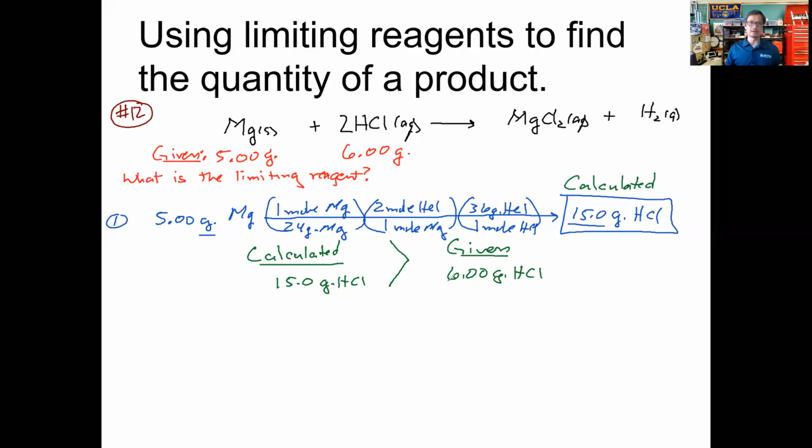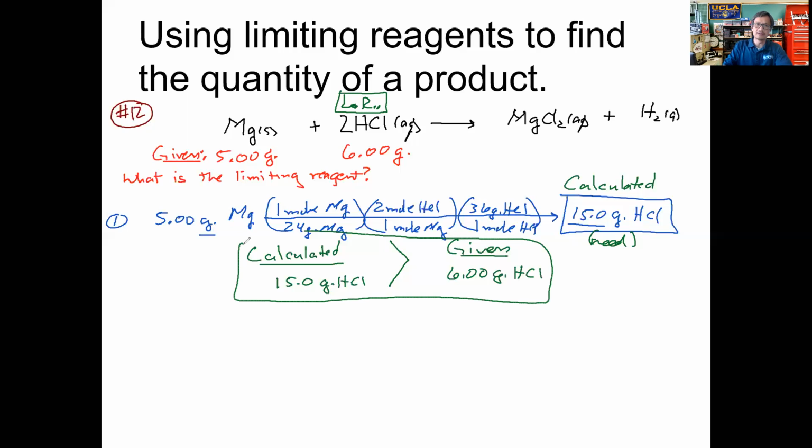Now that we've determined that the calculated amount is bigger, make sure you understand what that means. This is how much we need. We need that many grams of HCl. We were only given this amount of HCl, which means we have less than what we need. We have less HCl than what we need, which means this runs out first. HCl then is our limiting reagent, based upon this calculation and the comparison of those numbers.